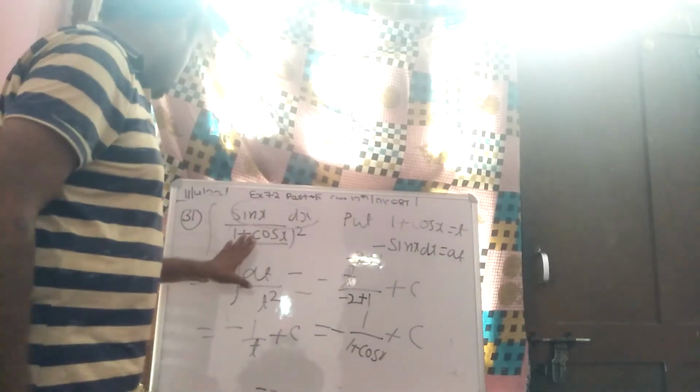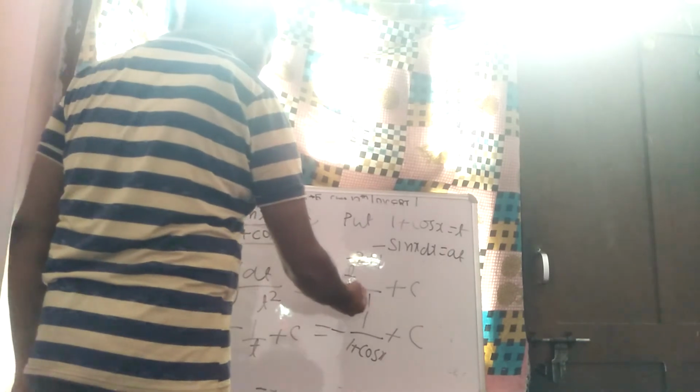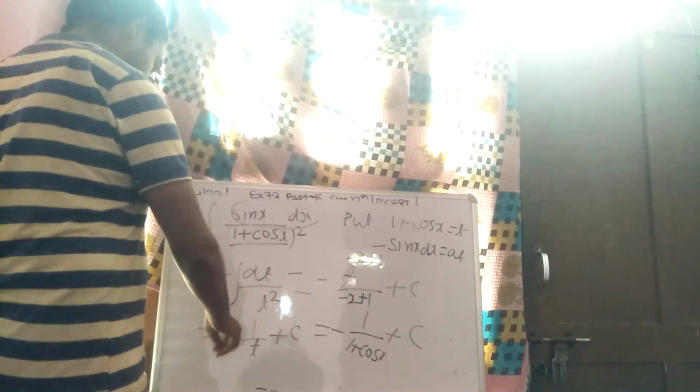We also check and explain, right or wrong. This is 1 plus cos x equal to t, so minus sin x into dx equals dt. We also know that minus dt upon t square, t to the power minus 2 plus 1 plus c, is also 1 upon t plus c. This is the complete solution.